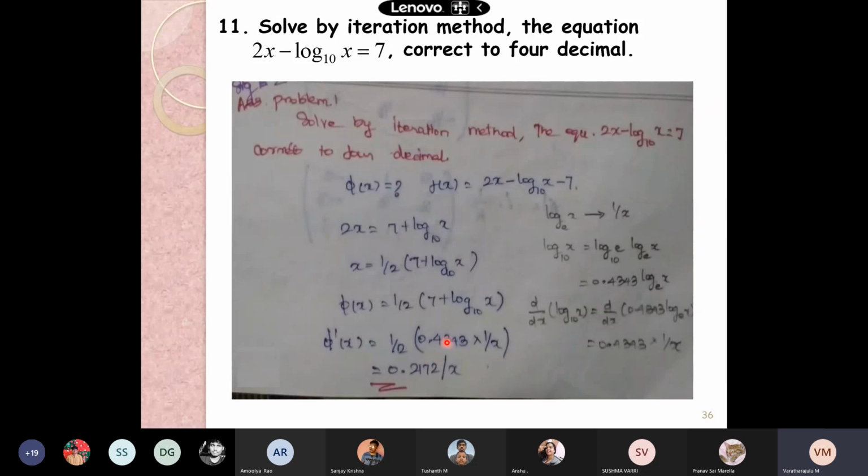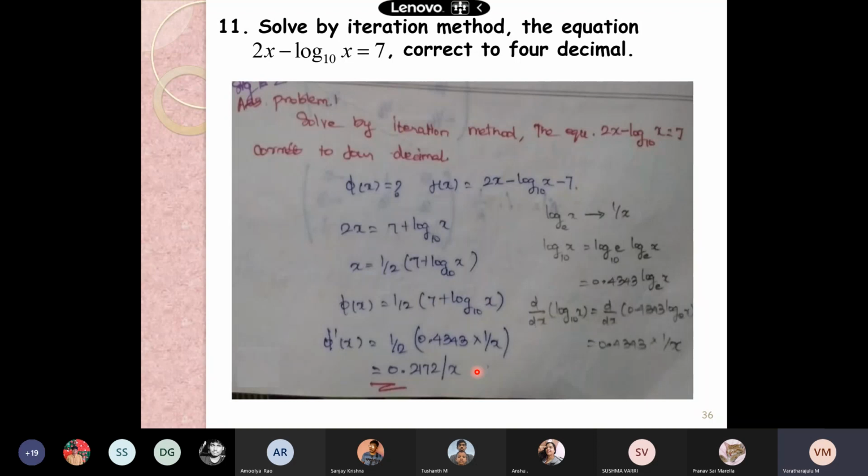4343 divided by 2 returns 0.2171 divided by x. So here also there won't be any need for continuing with these iterations, because we were having a modulus, so we are going to take it as a positive value. When we apply it for all x values, it has to return a minimal value, lesser than 1. So this rearrangement you can continue.